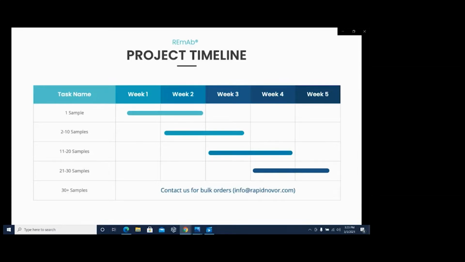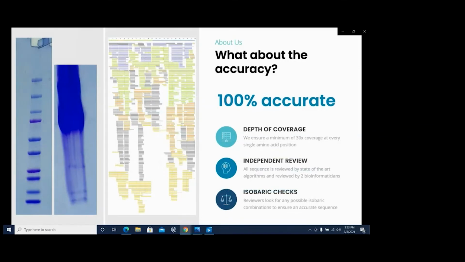And if you have a particularly large batch, just let us know, and then we can see what we can do for you. That being said, we will never sacrifice sequence quality for a quicker turnaround time. When you get the sequence of an antibody wrong, it is immediately apparent during binding. So we always do our absolute best to ensure that we are getting 100% accurate results on every single project. And we do that through a number of ways.